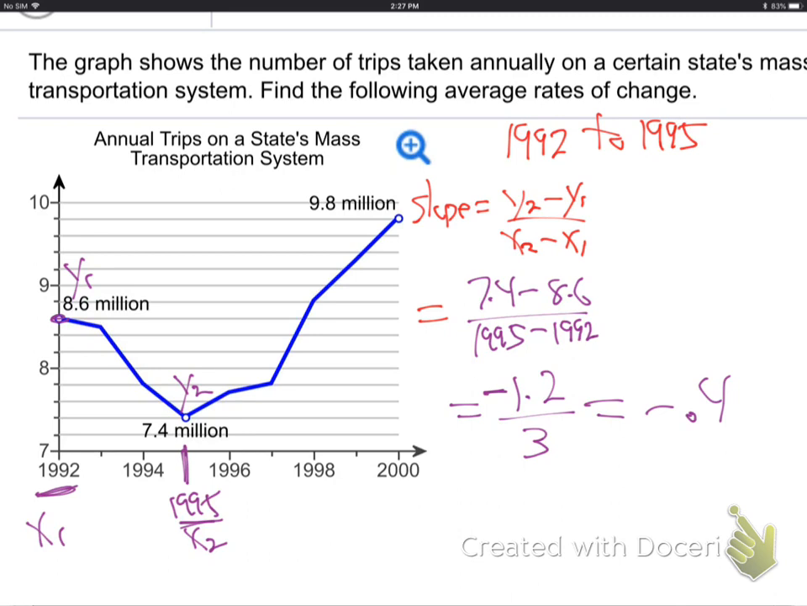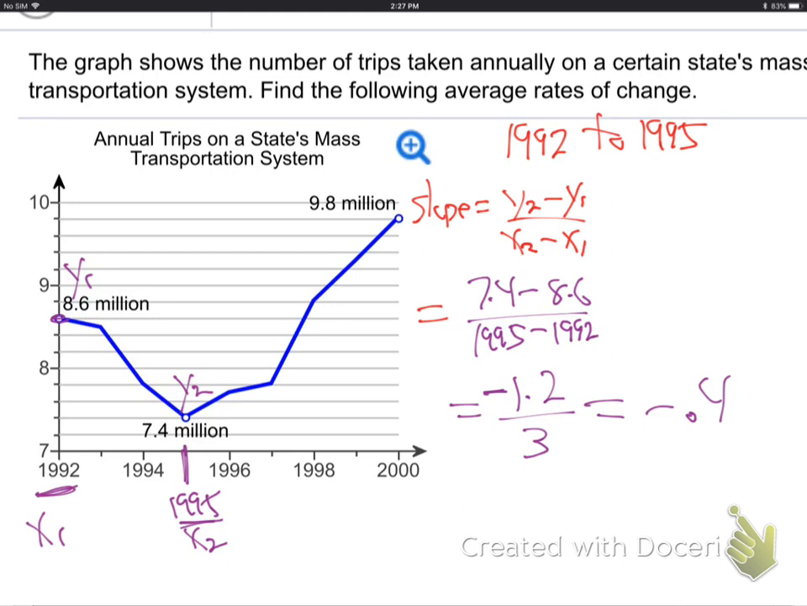Give me real life. If you were in charge of reading this data to a group of people, this calculation on this graph shows what? It went down. A decrease. 0.4 million people traveling. Trips, yeah. Probably losing money during those 3 years.